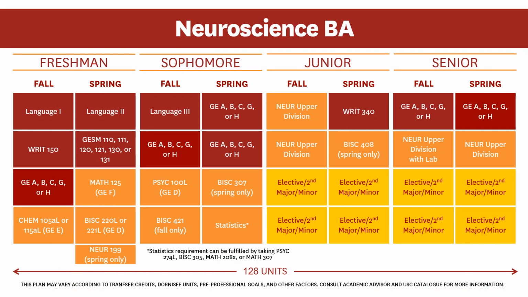This is a sample 4-year course plan for students pursuing a BA in neuroscience who are not pre-health. You can see that there is about 32 units of elective space for either a second major or minor, which is common with this degree. This major is popular for students who are interested in working in the industry rather than working in the health professions.